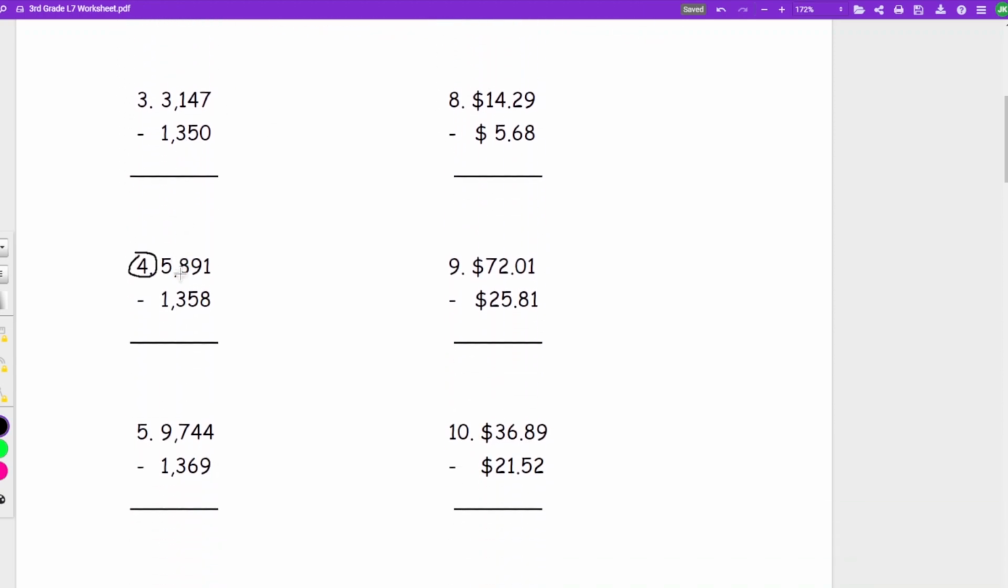Number 4, 1 minus 8, can't do that, so take a 1. This becomes 8. And this becomes 11. 11 minus 8 is 3. And 8 minus 5 is also 3. 8 minus 3 is 5. And 5 minus 1 is 4. So that's our answer.